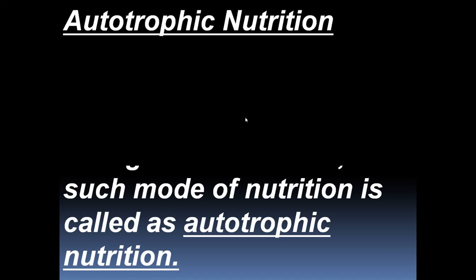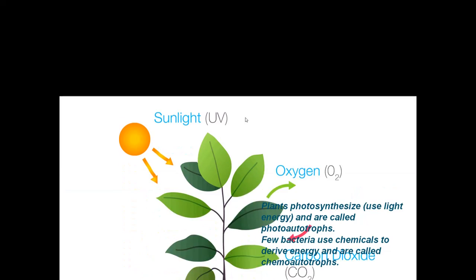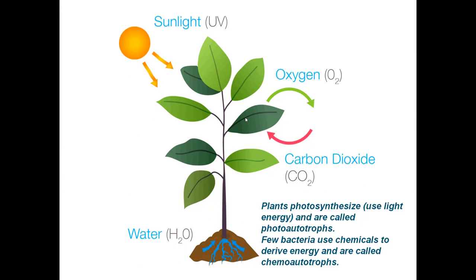Autotrophic nutrition. If an organism can nourish itself by making its own food using sunlight or chemicals, such a mode of nutrition is called autotrophic nutrition. Here you can observe in this image that green plants are preparing their own food by using carbon dioxide and water in the presence of sunlight and chlorophyll.